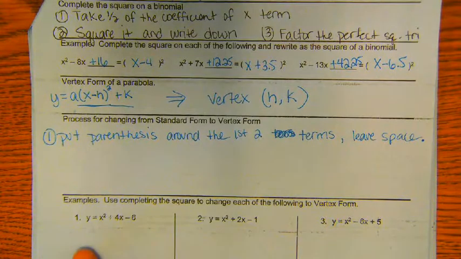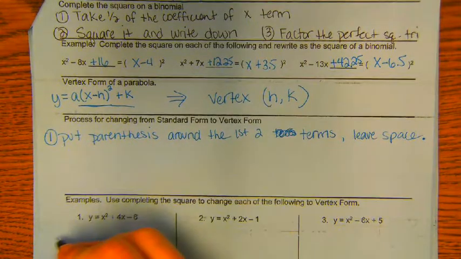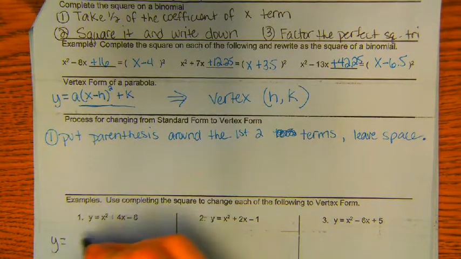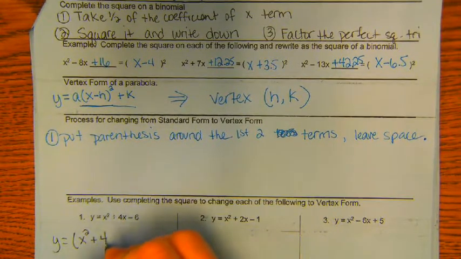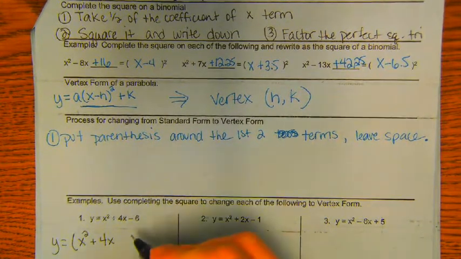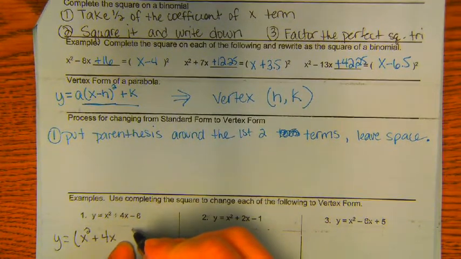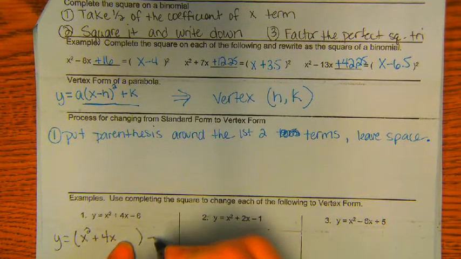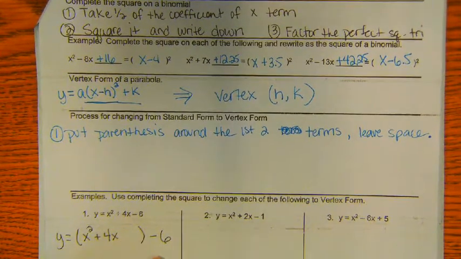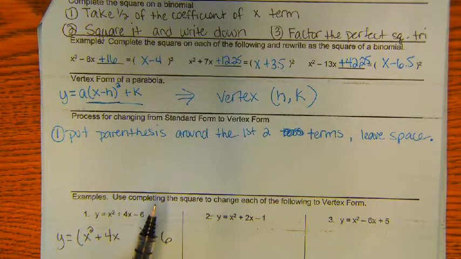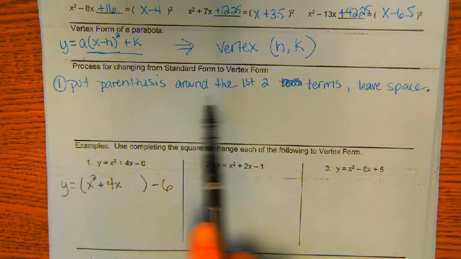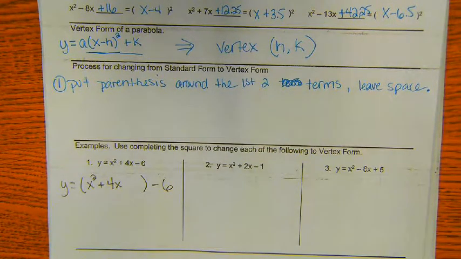Look at number 1. I'm not going to change the problem now. I'm going to write y equals x squared plus 4x. Have I changed anything yet? I'm going to leave some space right here because I'm going to do something there. Minus 6. So have I changed the problem at all? No, I've just left some space, and that space is going to allow me to complete the square. Okay, so that's what I mean by put parentheses around the first two terms, leave space.